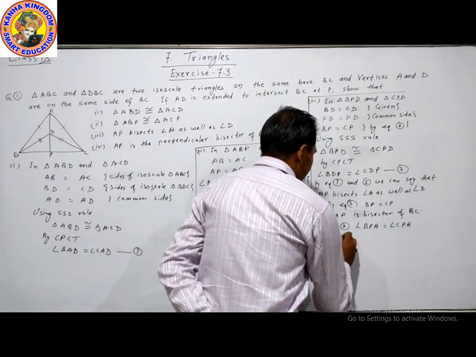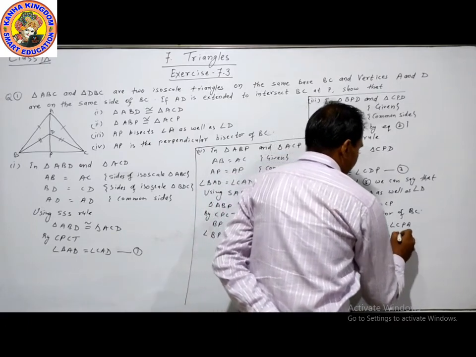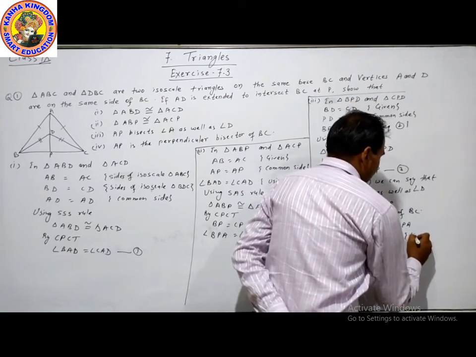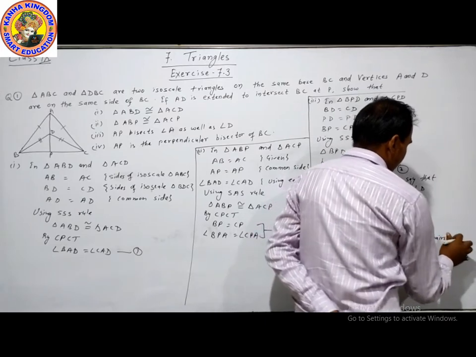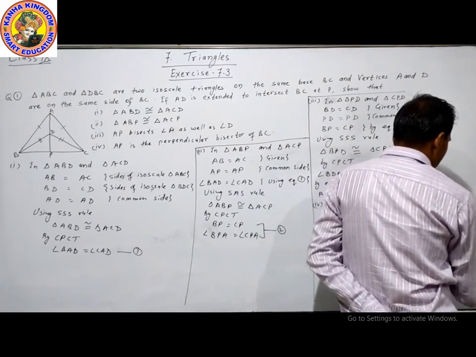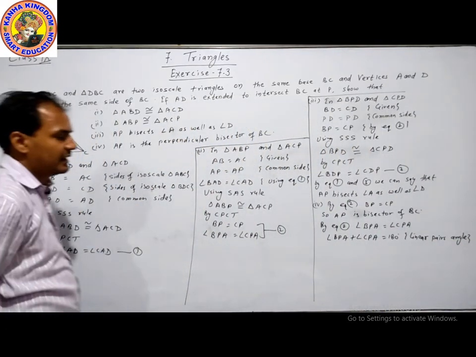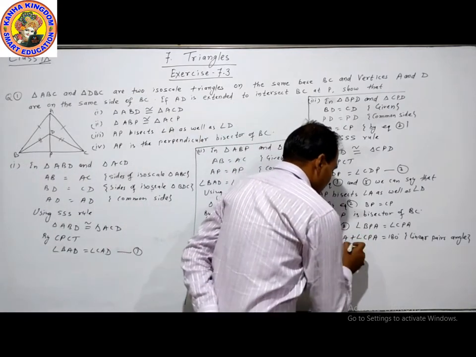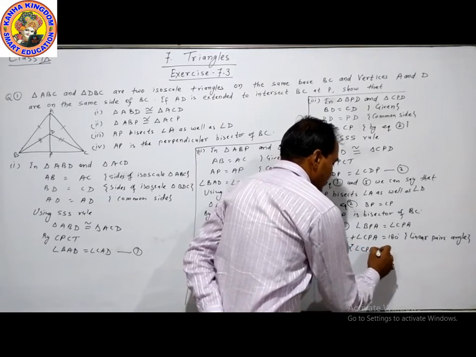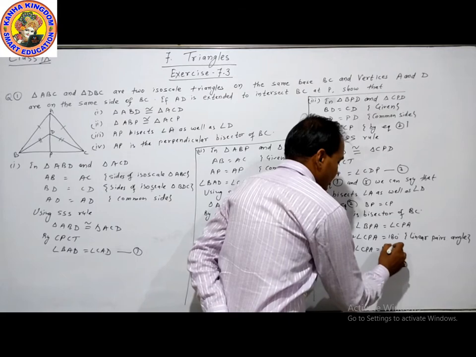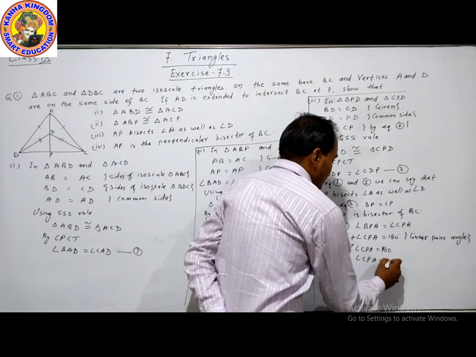Angle BPA plus angle CPA is equal to 180 degrees. Why? Linear pair angles. In a linear pair, the addition will be 180 degrees. These are equal, so we can say that 2 times angle CPA is equal to 180 degrees. Angle CPA is equal to 90 degrees.